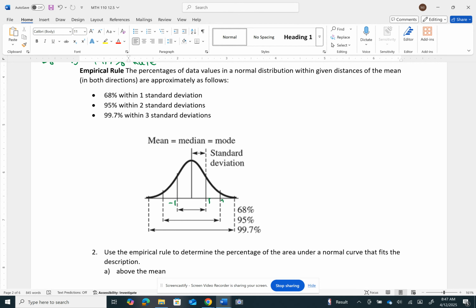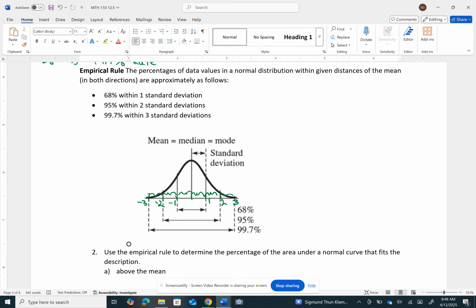Okay, this line right here would be 2 standard deviations below. This one would be above, and this one would be 2 below. And then here, 3 below and 3 above. So the labels I'm doing right here represent the standard deviation. And see, this is 1 standard deviation, so then this would be 2, this would be 3. And those are positive because they're above the mean, and then these are negative because they're below the mean.